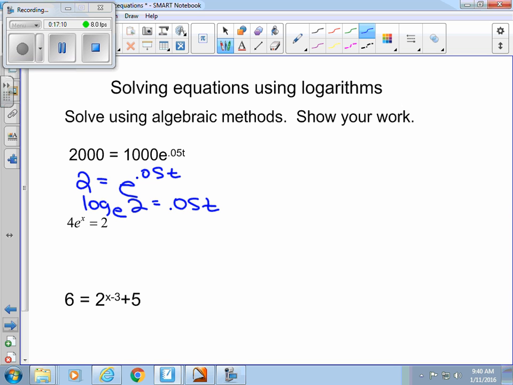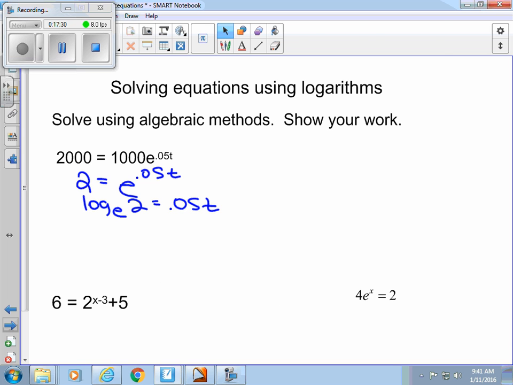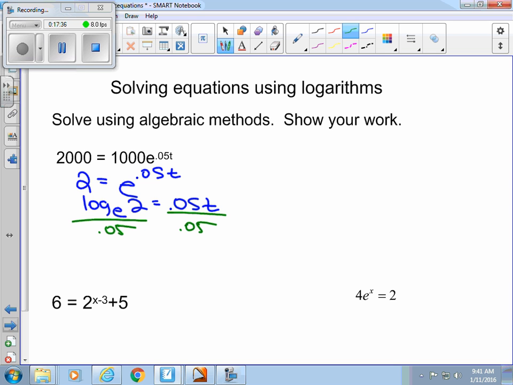Have I gotten t by itself yet? Almost. What's the last step? That we said to divide by 0.05. Divide log base E of 2 by 0.05. What is log base E the same as? ln. Good. ln of 2 divided by 0.05 is your t. I can now type that in the calculator. Someone do that for me.